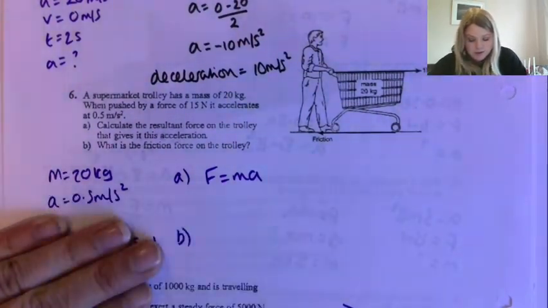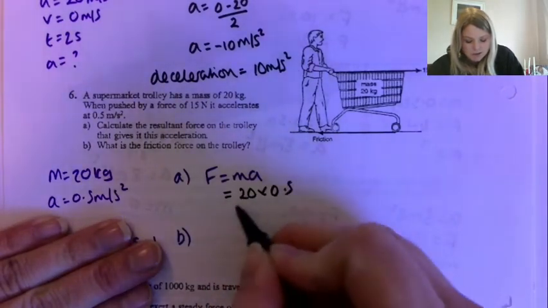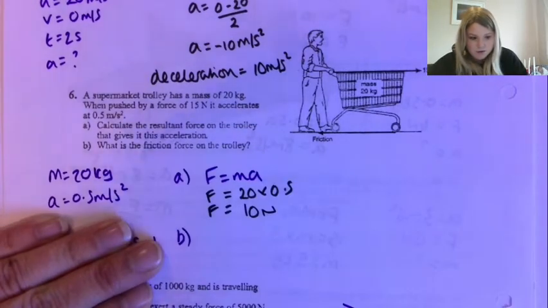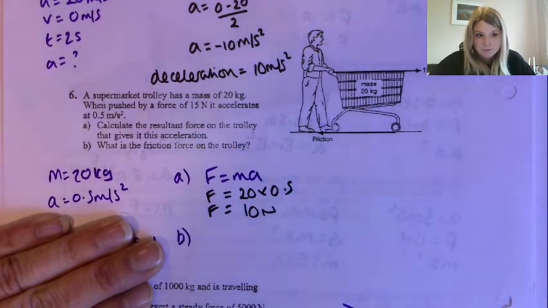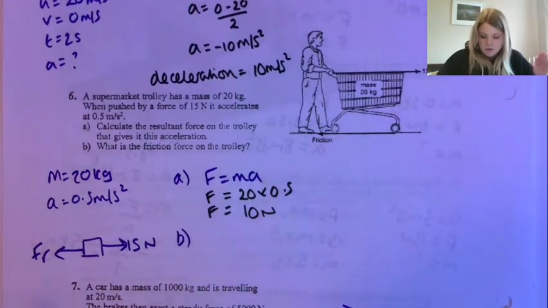We've got the mass and the acceleration. So the mass is 20, the acceleration is 0.5. So my resultant force must be 10 newtons, okay? Now, part B is what people often find difficult. What's the friction force on the trolley?